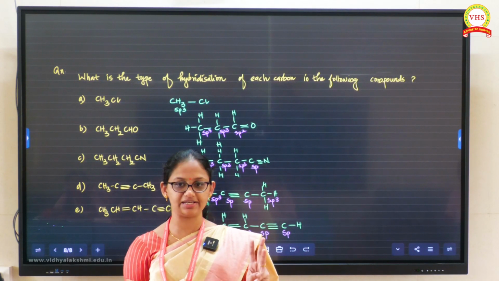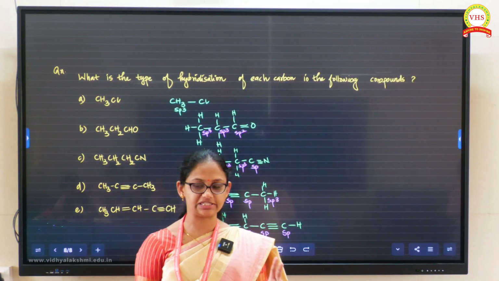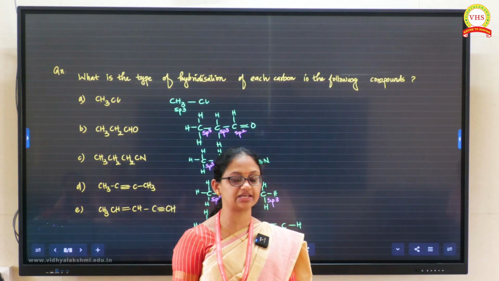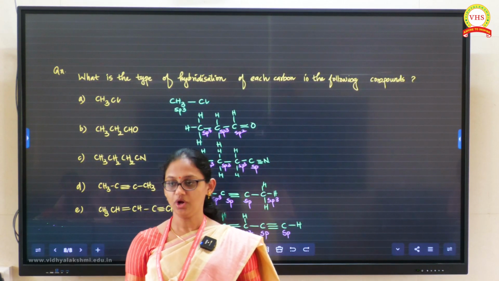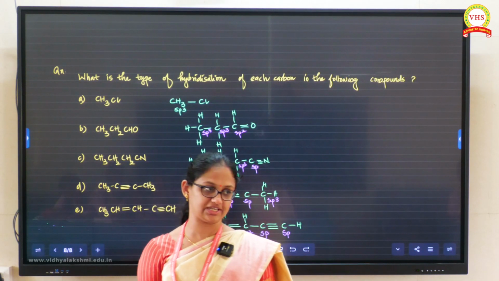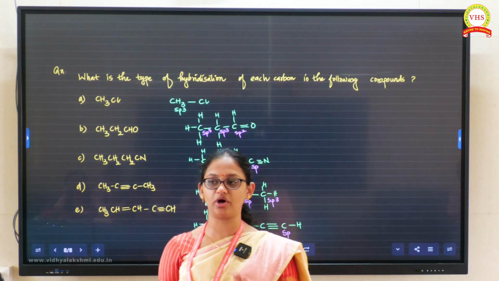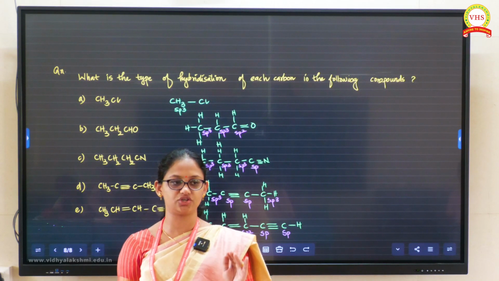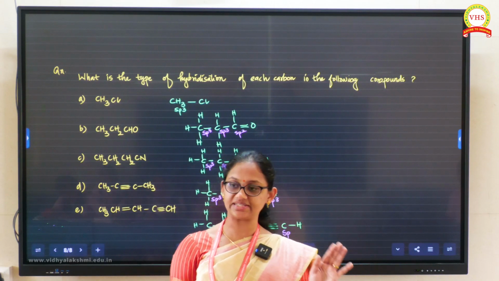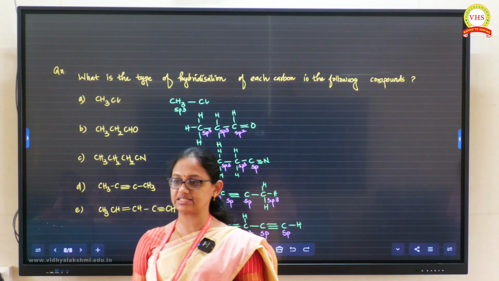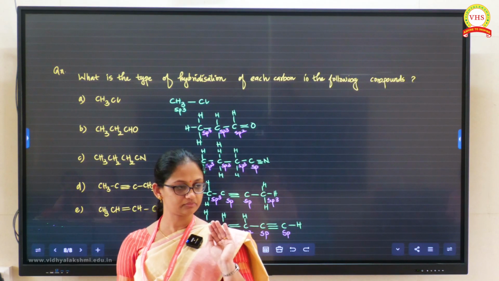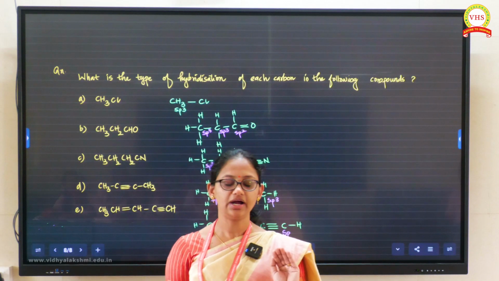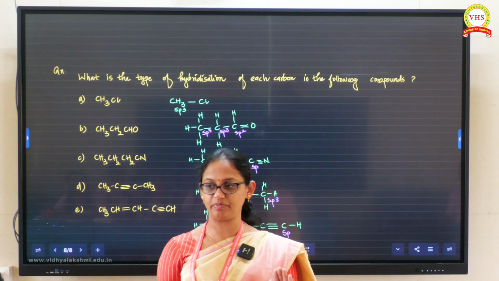Okay, so how to assign hybridization? Single bond is sp3, double bond is sp2, triple bond is sp hybridization. If more than one bond type is present, there is a preference. One side single bond, one side double bond: preference for the double bond, so hybridization becomes sp2. One side single bond, one side triple bond: preference for the triple bond, so hybridization becomes sp.